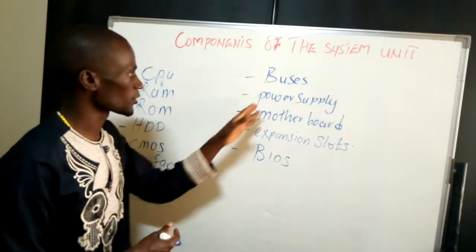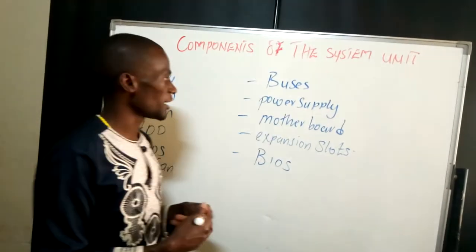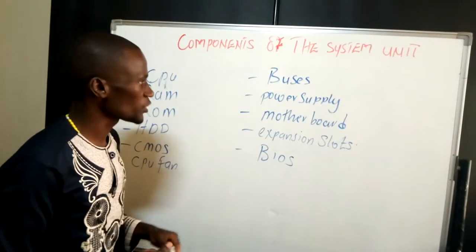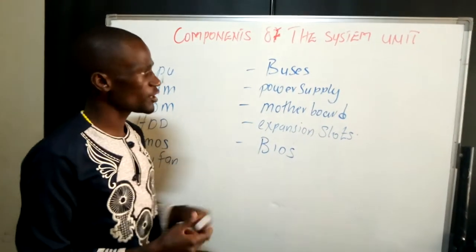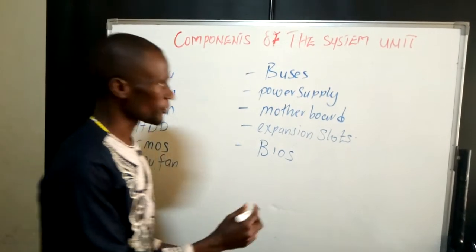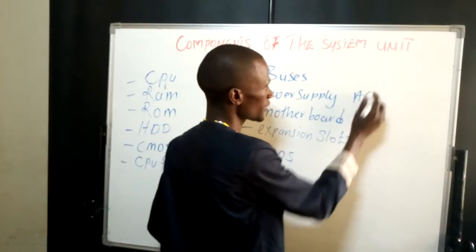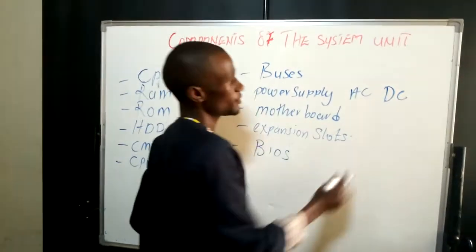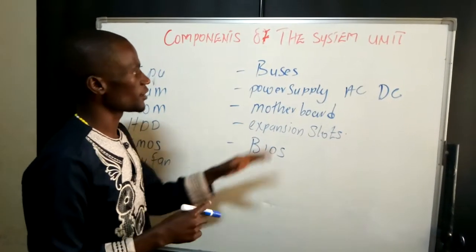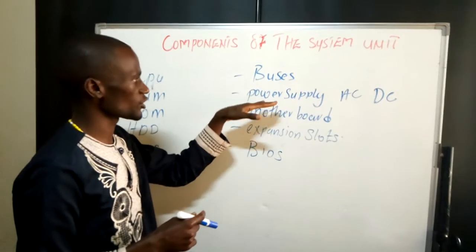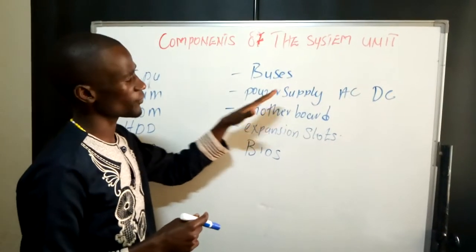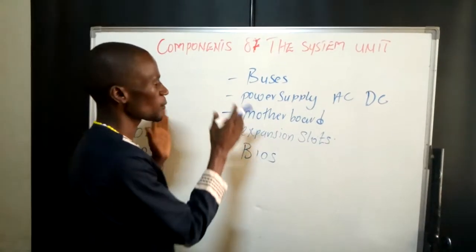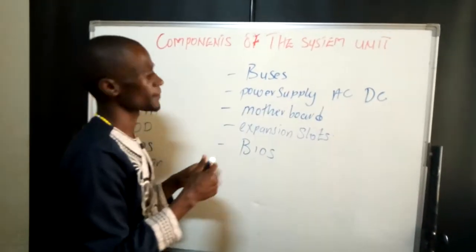Next here, we can talk about the power supply. A power supply is the component of the system unit which is responsible for changing power from AC, that is the alternating current, to DC. DC means the direct current. The use of it is that it changes the power from AC to DC so that a computer can work with it well.